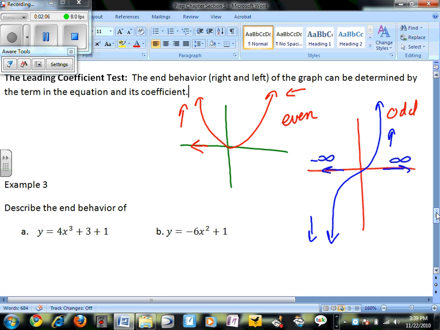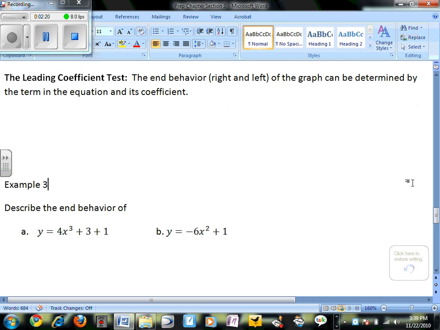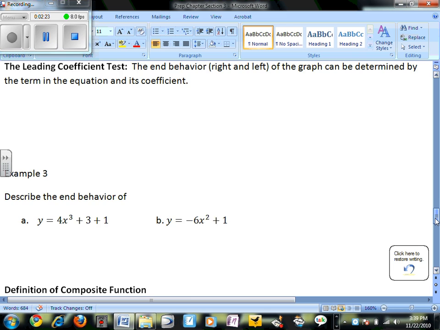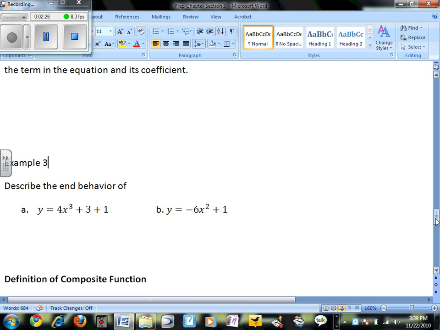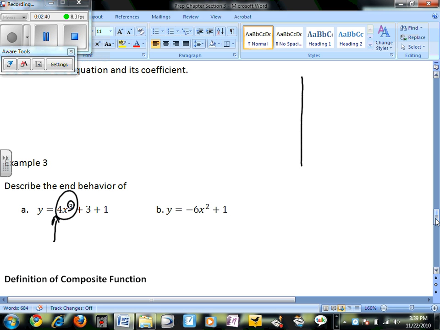So in example 3 here, we're going to describe the end behavior of this graph, y equals 4x cubed plus 3 plus 1. Actually, I think that's supposed to be 3x, by the way. Obviously, I can add 3 plus 1. I think it's supposed to be 3x, but it doesn't matter. We can tell what this graph looks like by just looking at this leading coefficient right here. That leading coefficient tells us that the degree is odd, and the leading coefficient is positive. Since we have a positive odd, it'll look just like the disco dancer, like this.